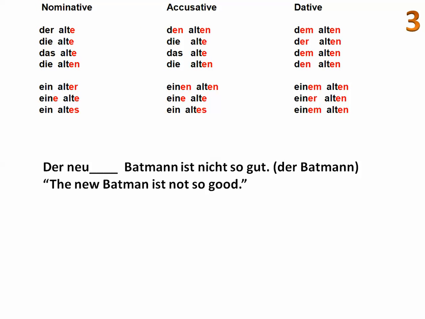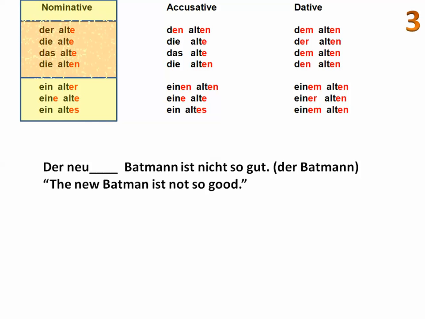Okay, let's look at another example. The new Batman is not so good. So here Batman is the subject, so nominative. It is a definite article, der, and Batman was a masculine noun to start with, so our ending is going to be an e. Der neue Batman ist nicht so gut.